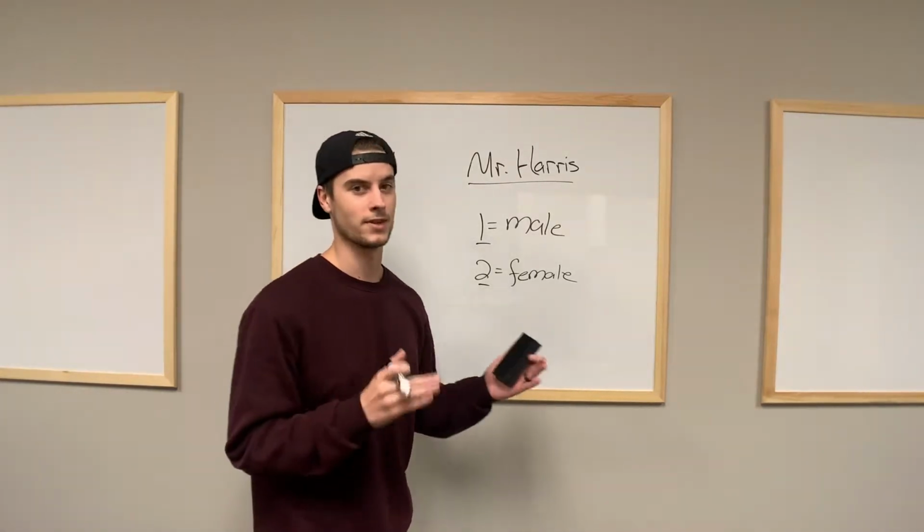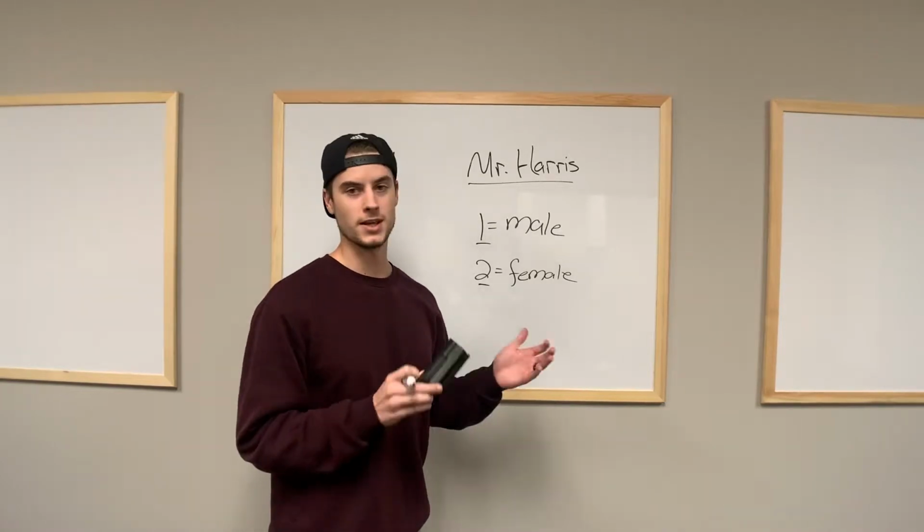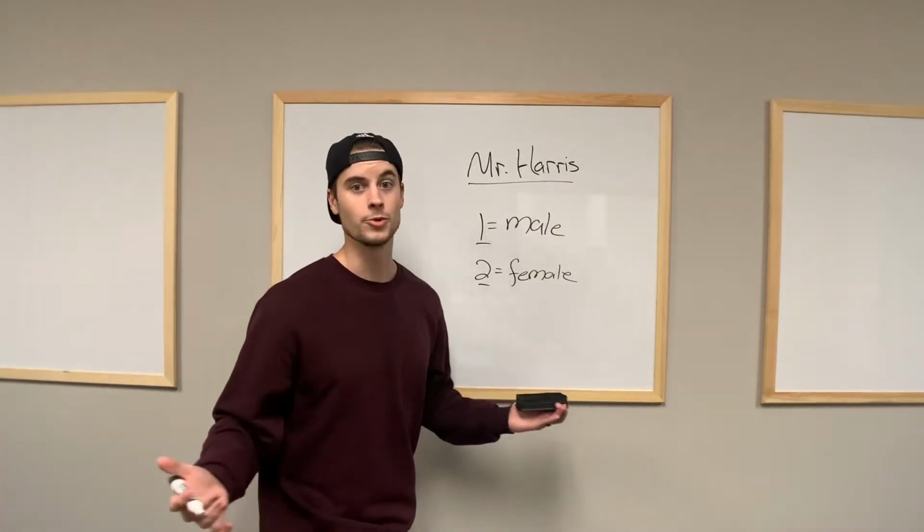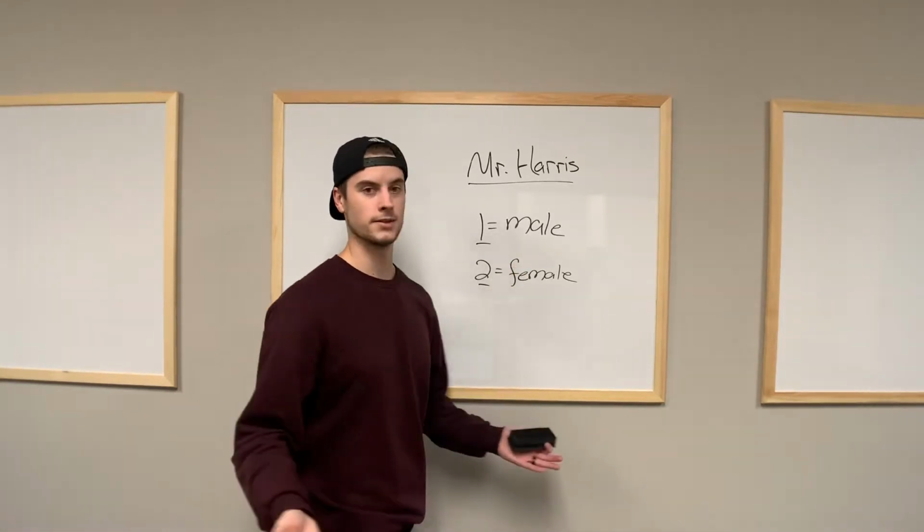So that's the different kind of data that we can have. It's pretty easy to differentiate between the two. This one, there's no number associated with it. This one there is.